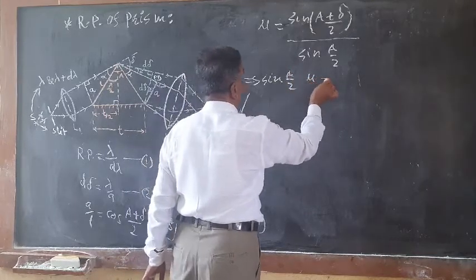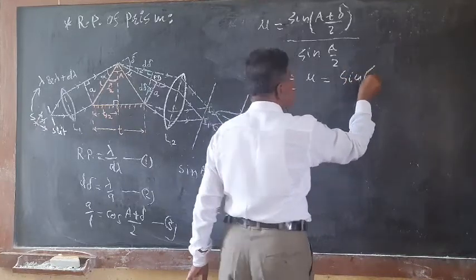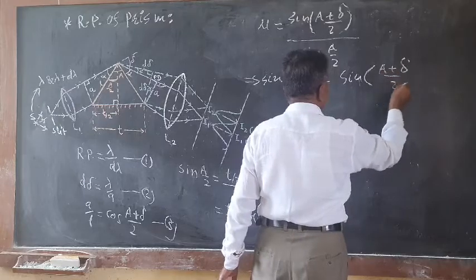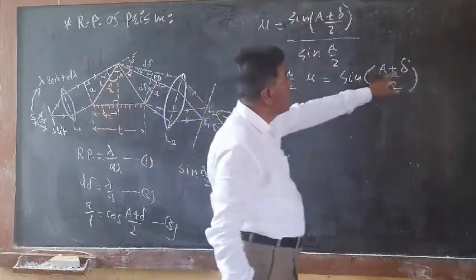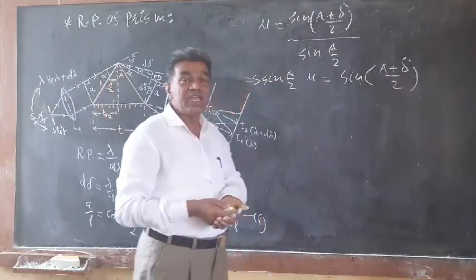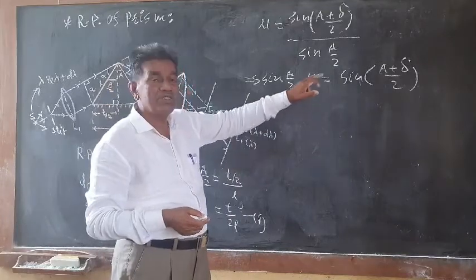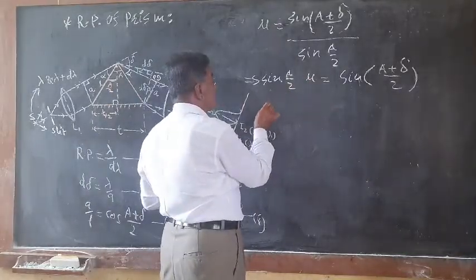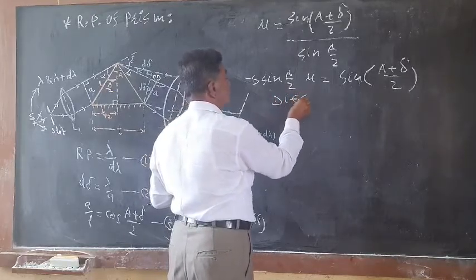is equal to sin in bracket A plus delta divided by 2. In this equation, mu and delta depend on lambda. So what we have to do is differentiate this equation with respect to lambda. For that, this is the constant term, as it is.